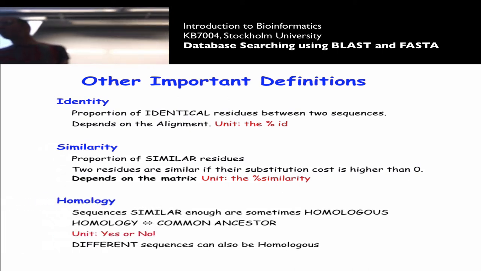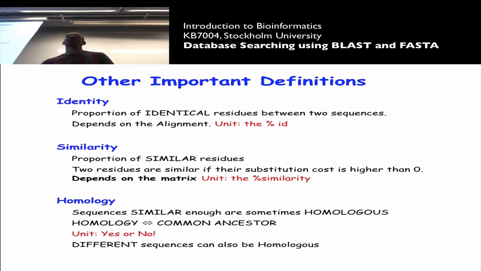So, as I said before, the definition of homology is important. What is homology? What does it mean? Does it mean that they have high similarity? No, not necessarily. It means that once upon a time they had a common ancestor. So this is really a yes or no question, which is of course not always easy to answer, but the definition should be like that. Aren't all proteins in some way homologous?